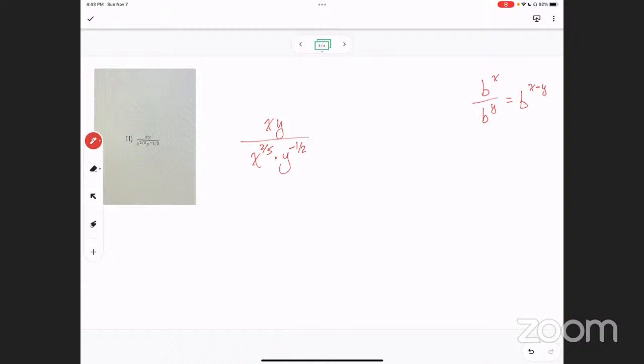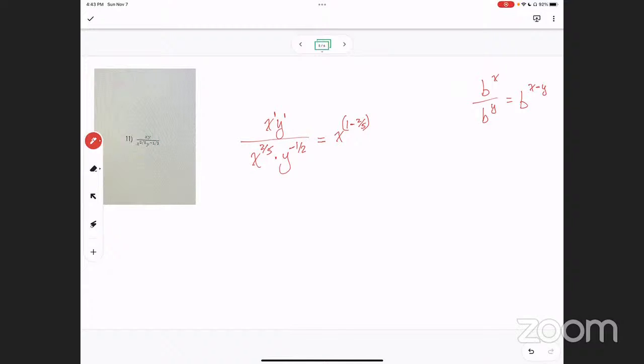Okay? So this equals, we can actually do it like that. Notice this x and the y on the top are both to the first power. So I'm just going to write it out like this. So this is like x to the 1 minus 2/5. And we'll simplify that in a second. I'm just applying this rule over here to the x's.